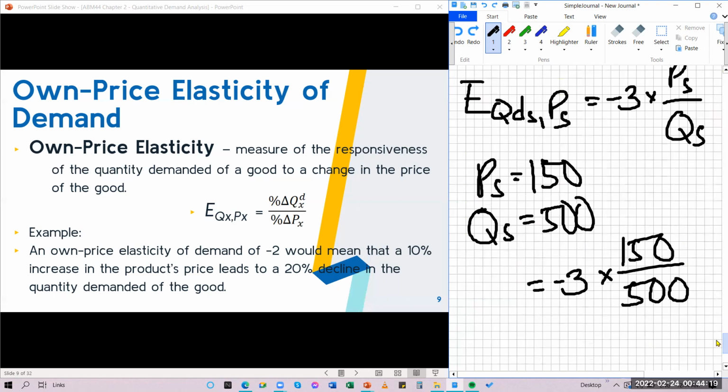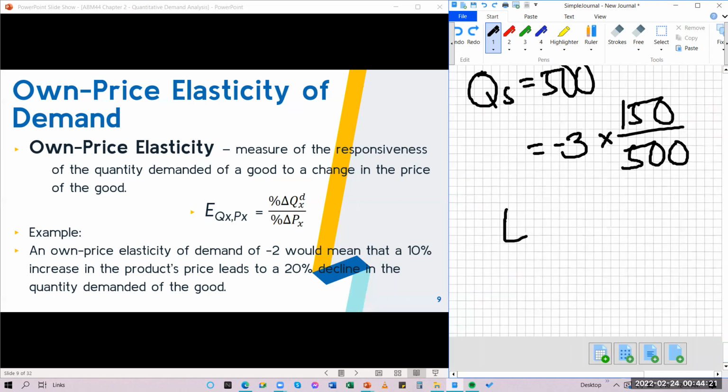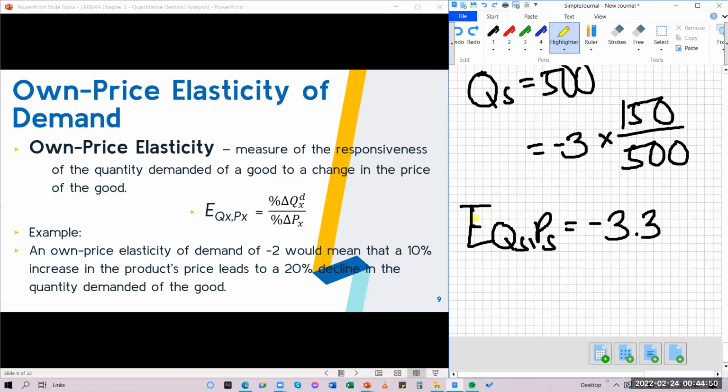So the own price elasticity of our shoes would be 150 divided by 500, that would be 0.3 multiplied by 3. So we have a negative 3.3. So this would be the own price elasticity of this commodity, which is the shoes.